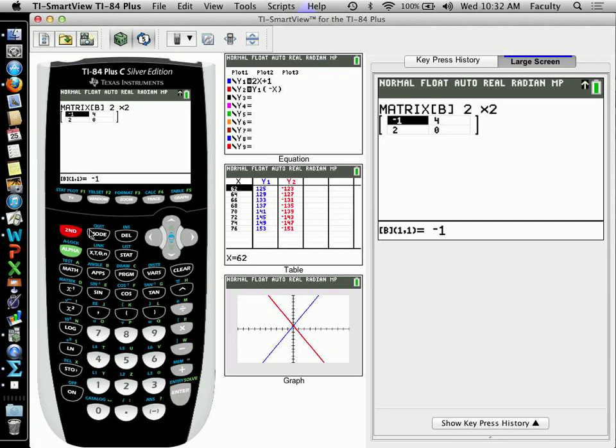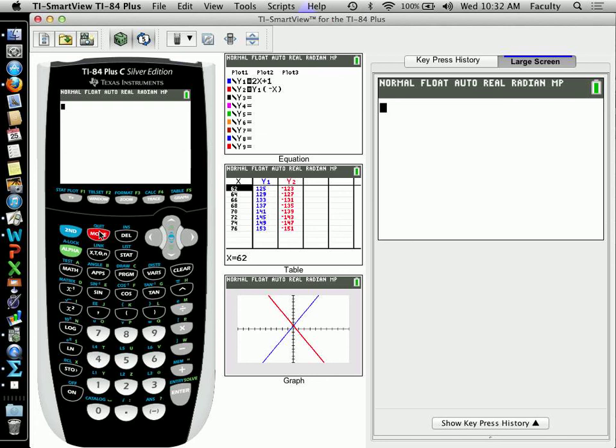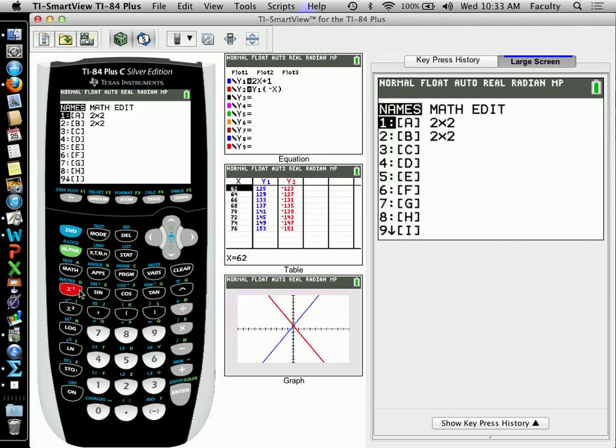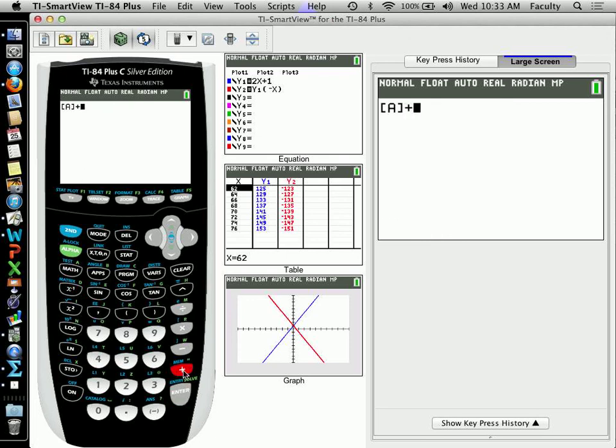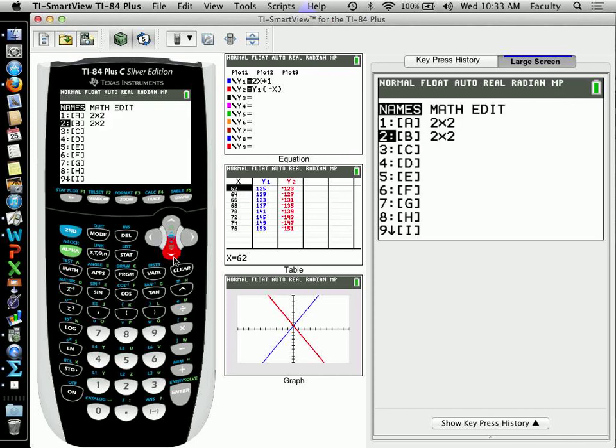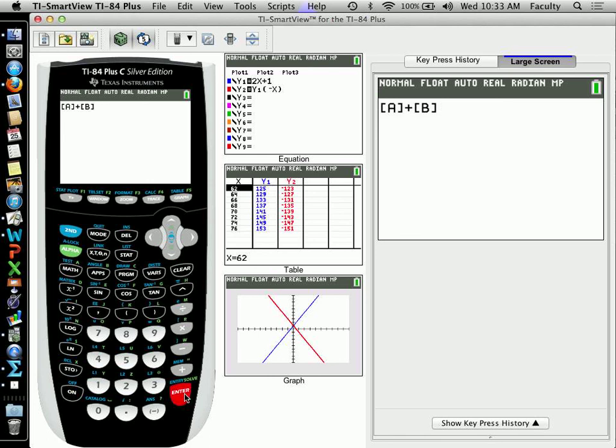All right, now press second quit or second mode. And now we want to tell the calculator to add matrix A plus matrix B. So we go back to matrix, and under name is where you want to pull them up. So here's matrix A, you just press enter, plus, you press second matrix, go down to B. So we're telling it we want matrix A plus matrix B. And then look at our answer from example 1A. Didn't we get 2, 4, negative 3, negative 1? Okay.